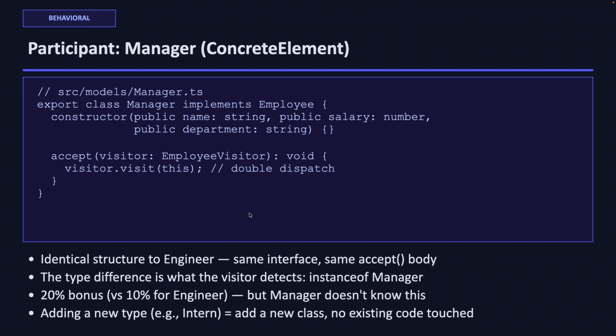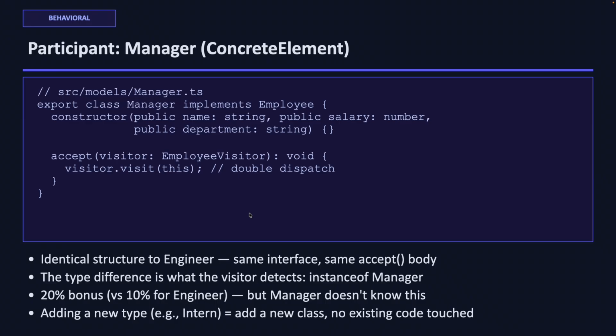Here we have the manager. The code is the same thing as the engineer. We have the same constructor, the same accept method. The only difference is just the class name. And the name of the class is what the visitor will detect. When we run manager accept payroll processor, it calls the payroll processor visit method, and the this that's passed in is going to be the manager type.